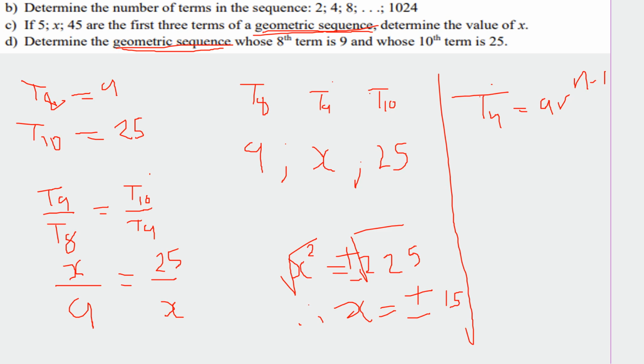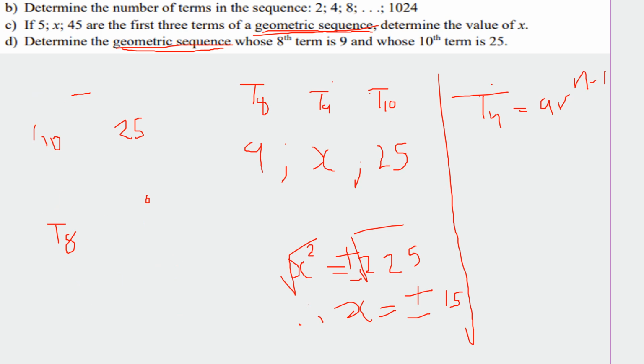Let's assume, or make a conclusion, that the value of x is actually positive 15. Let me just erase this side. Let's assume the value of x is positive 15. And therefore, we're going to have term number 8 being 9, then term 9 is 15, and term 10 is 25.